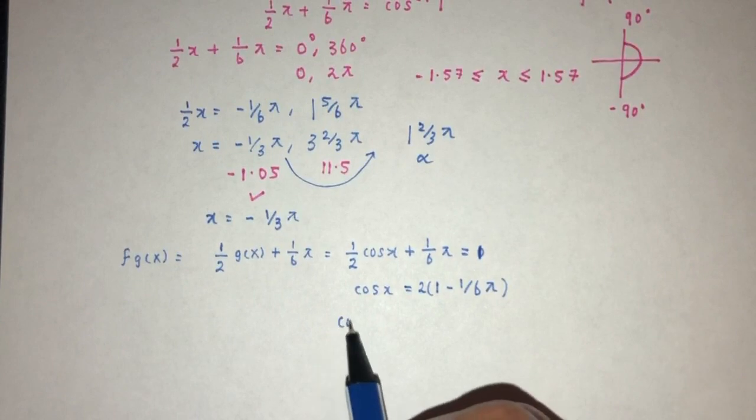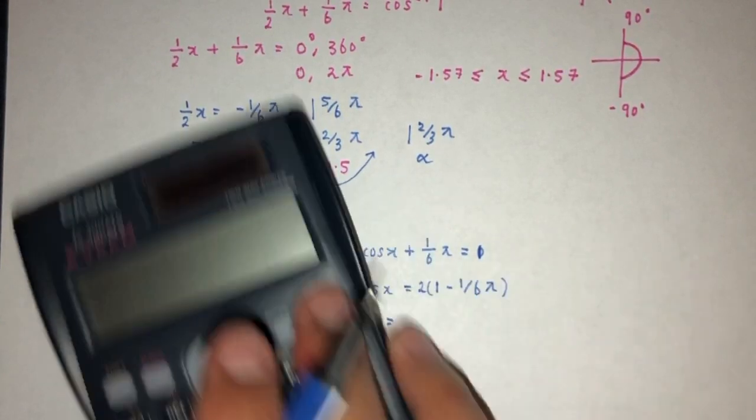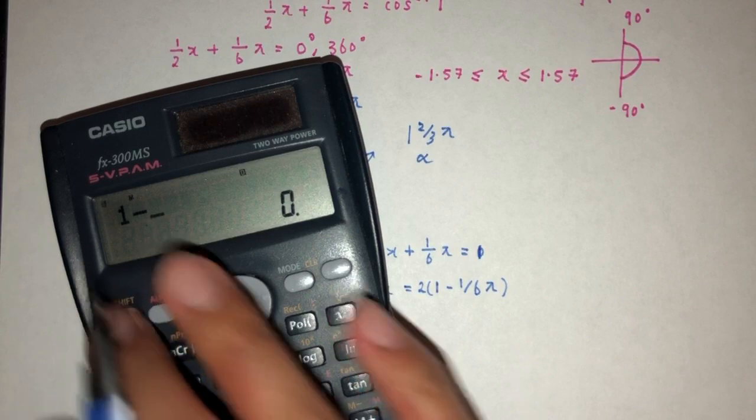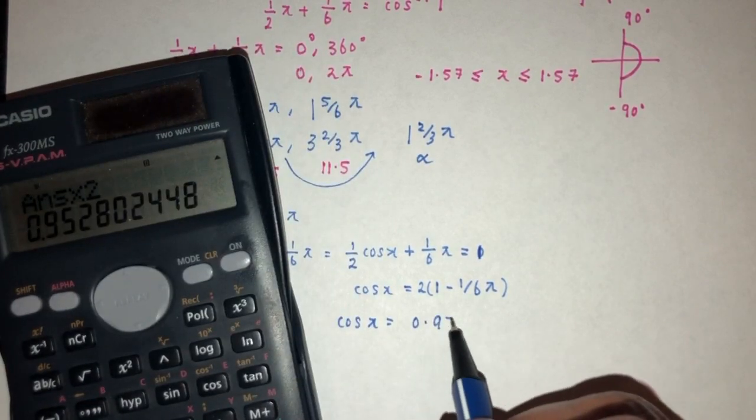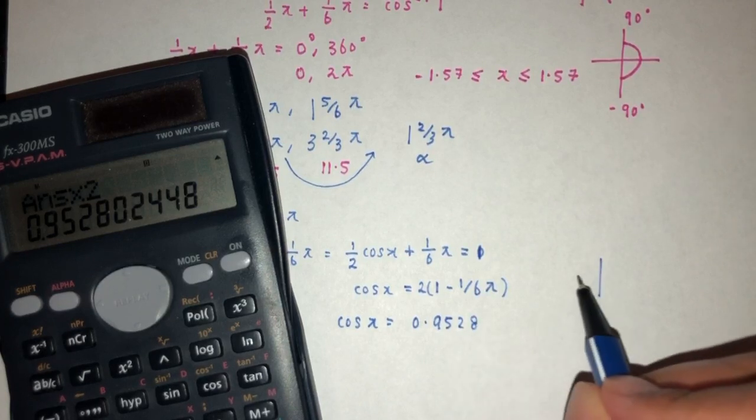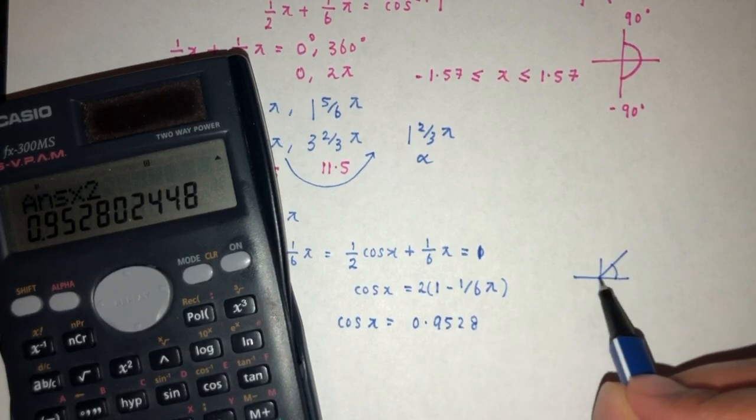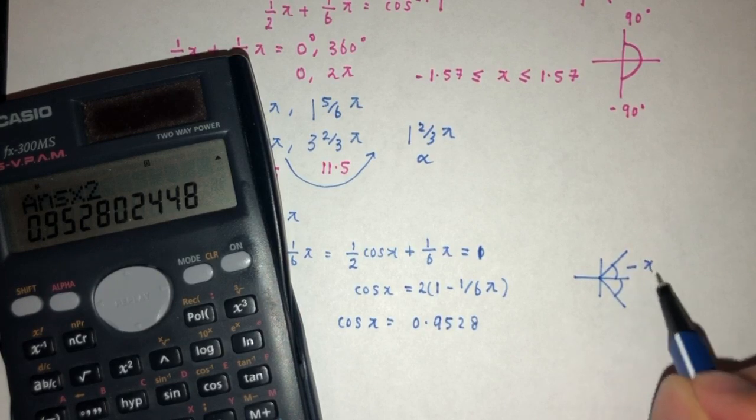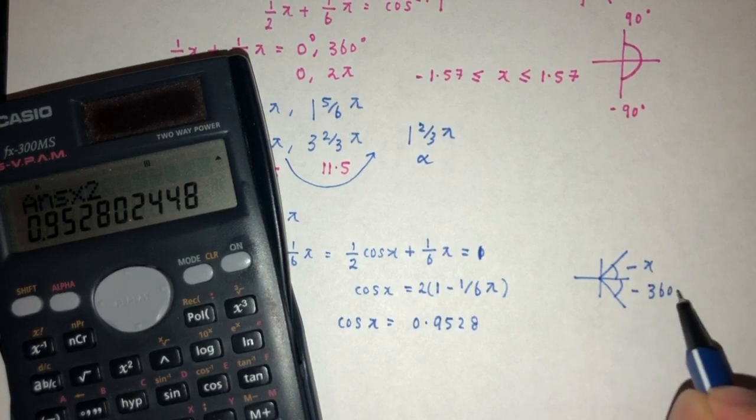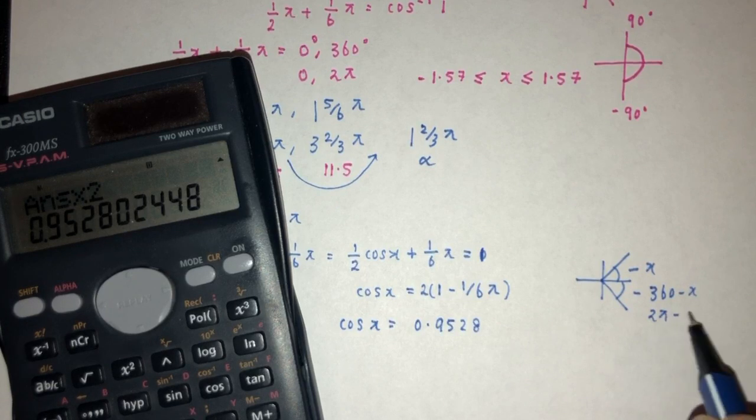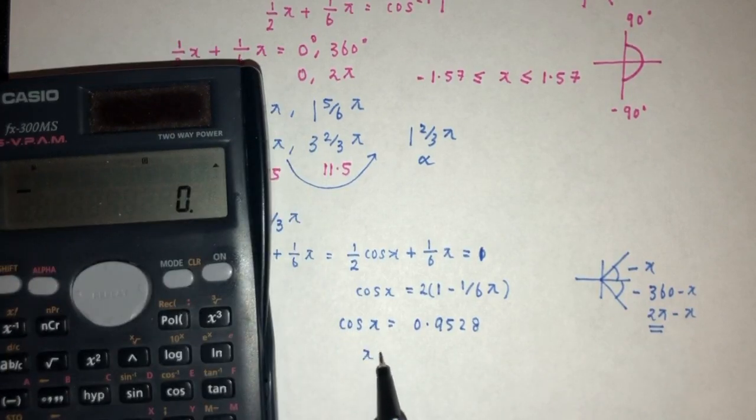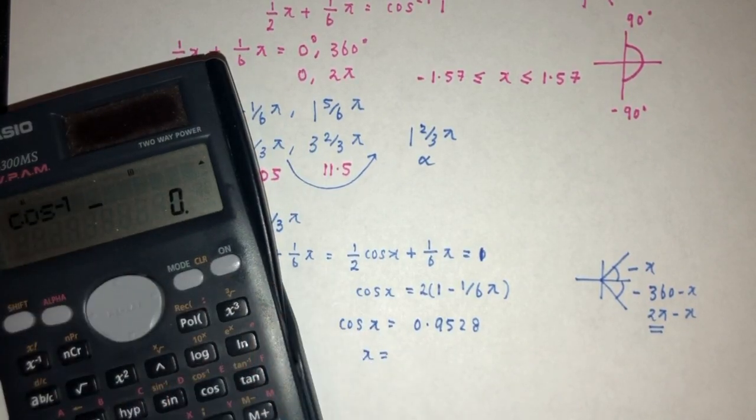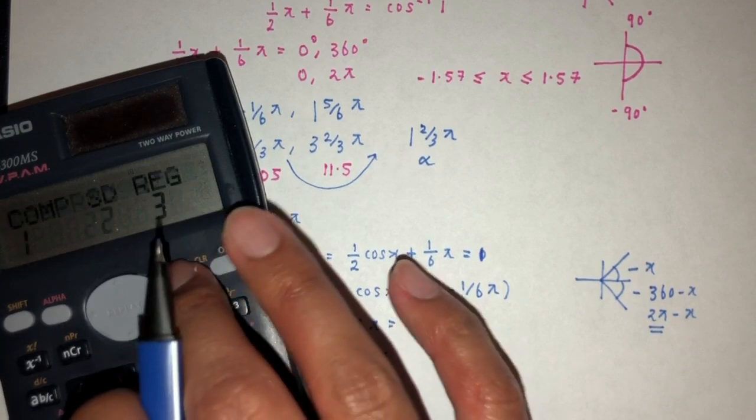Right. So cos x will be the value of what? So 1 minus pi over 6, times 2, 0.9528. So cos is positive, it will be in the first quadrant and in the fourth quadrant. This is your value of x. That will be 360 minus x, or it can be 2 pi minus x. Because here we have to use radians, because the angles are given in radians, we have to use this here. That will be x is cos inverse of 0.9528 in radians.